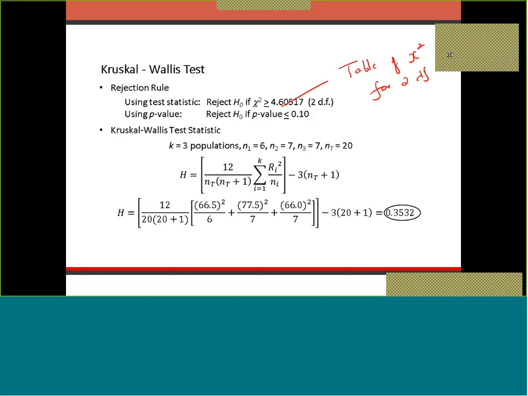So we have k, the number of populations, 3; n1 is 6, n2 is 7, n3 is 7, the respective sample sizes. Nt is the total sample size, combining all three. So the H formula is 12 by Nt into Nt plus 1, summation i runs from 1 to k, Ri square by Ni, minus 3 into Nt plus 1. If you substitute them, we are getting 0.3532.